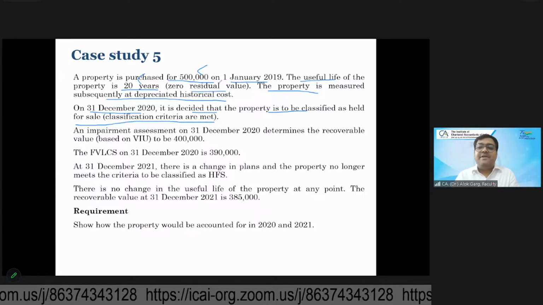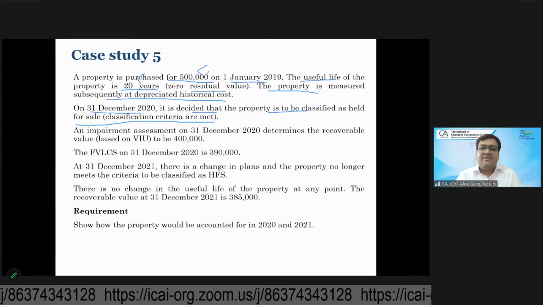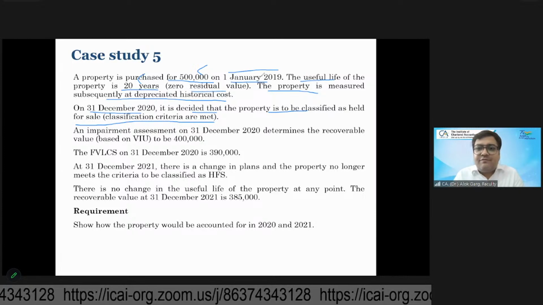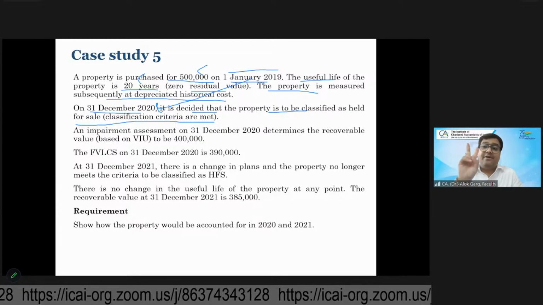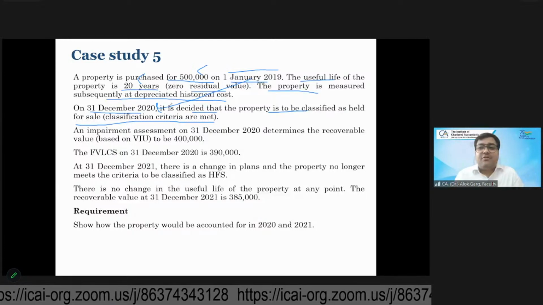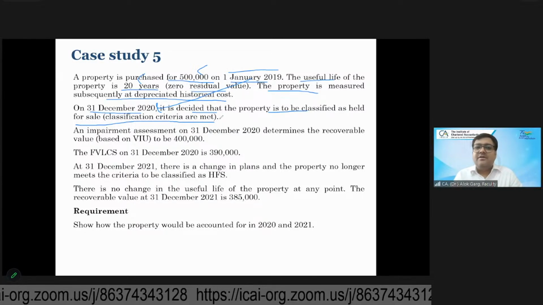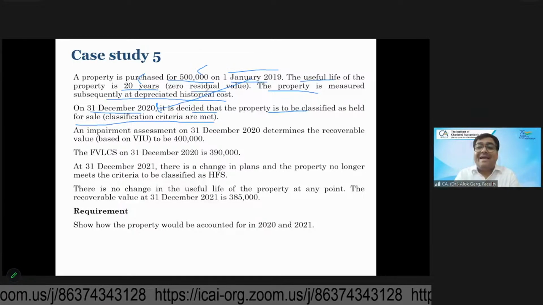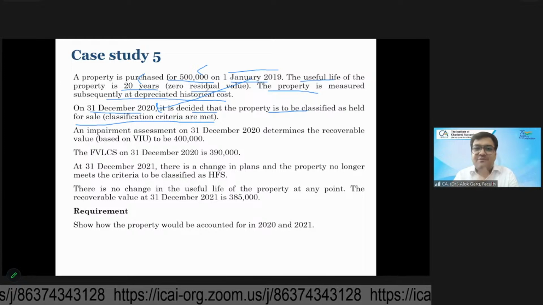What is my per annum depreciation? 5 lakh divided by 20, 25,000. Correct? This property was purchased on 1st January 2019 and it became held for sale on 31st December 2020, meaning after 2 years. What is my accumulated depreciation on 31st December 2020? 50,000. What is my cost? 5 lakh. 5 lakh minus 50,000. What is my carrying value, which is cost minus accumulated depreciation? It is 4 lakh 50 thousand.